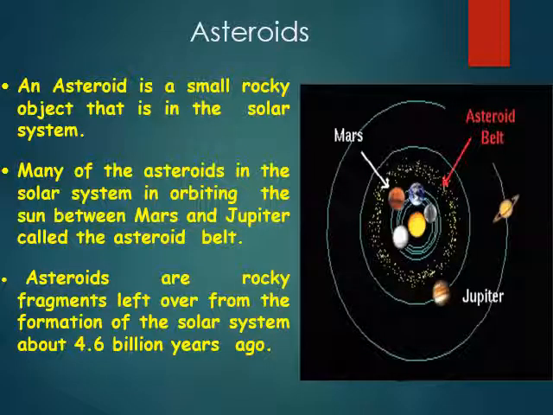Asteroids. An asteroid is a small rocky object in the solar system. Many of the asteroids in the solar system orbit the sun between Mars and Jupiter, called the asteroid belt. Asteroids are rocky fragments left over from the formation of the solar system about 4.6 billion years ago. It is between Mars and Jupiter.